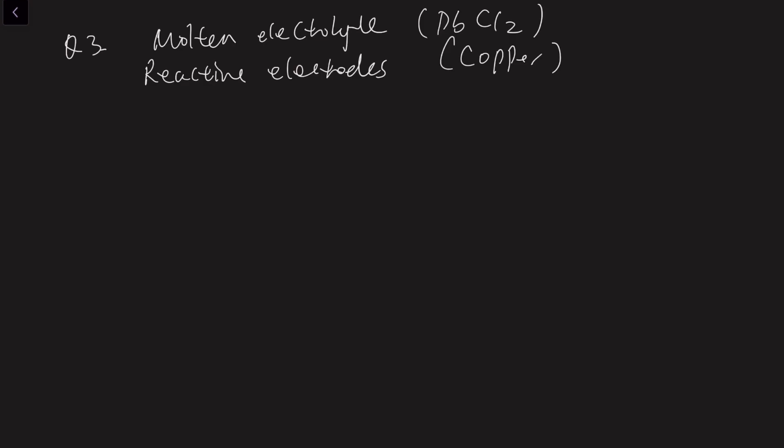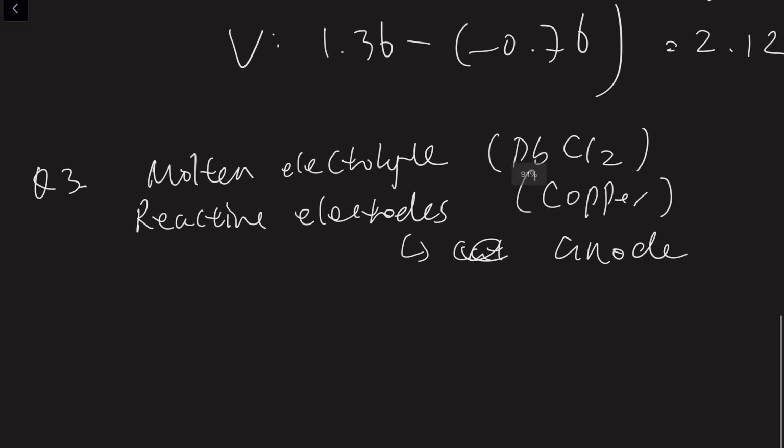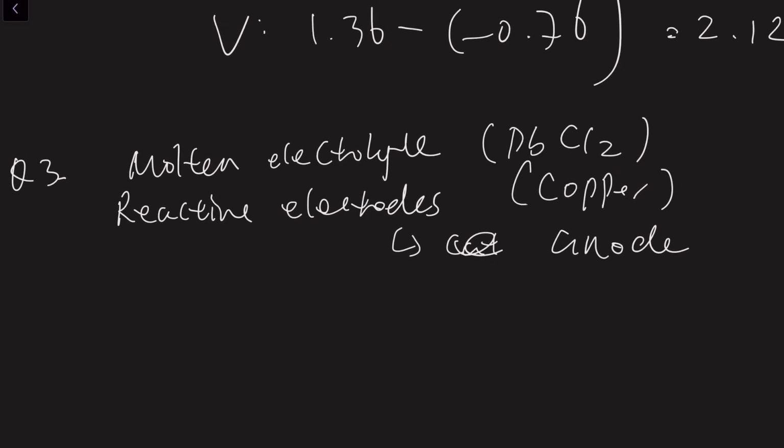Third question. We have molten electrolyte and reactive electrodes. So for the cathode reaction, for the anode, we need to have a sink. We don't need to worry about what will happen for the cathode electrode, because the cathode undergoes reduction and a metal cannot gain electrons further, it can only lose electrons. That's why no matter what the electrode at the cathode is, it's always inert.